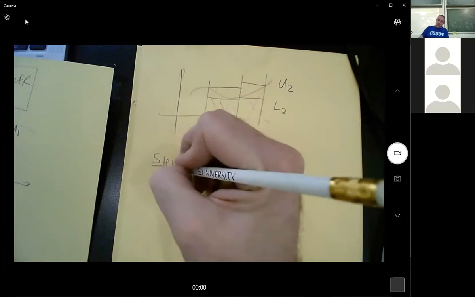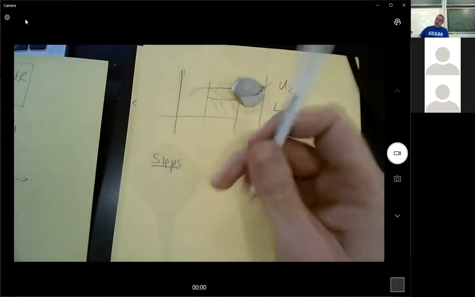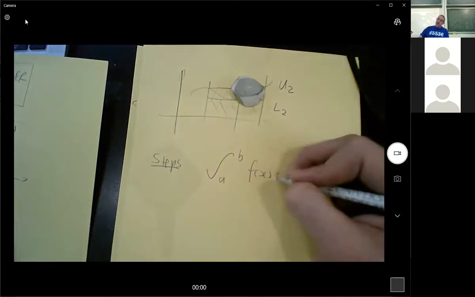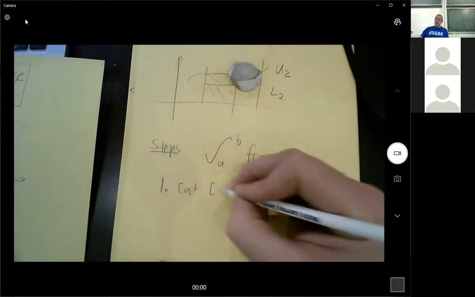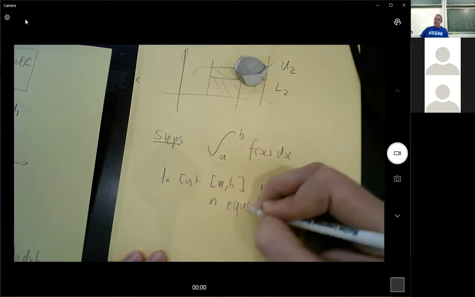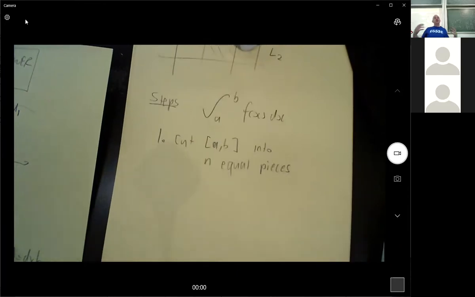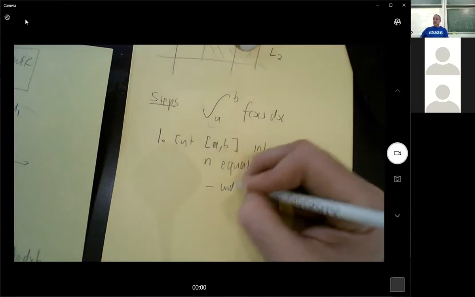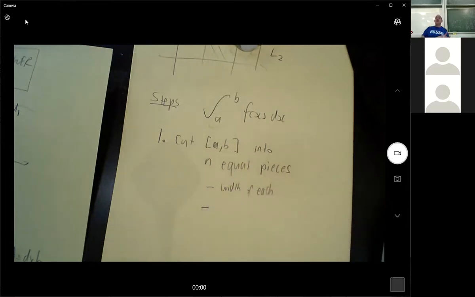So here's the steps. First, well, I have a problem, so step 0, but if you're doing an integral from a to b of f of x dx, the first thing you need to do is cut this interval, the interval from a to b, into n equal pieces, and these are called subintervals. And in this step, you need to know how wide they are, the width of each one. You need to know where the left-hand end of each one is and where the right-hand end of each one is.